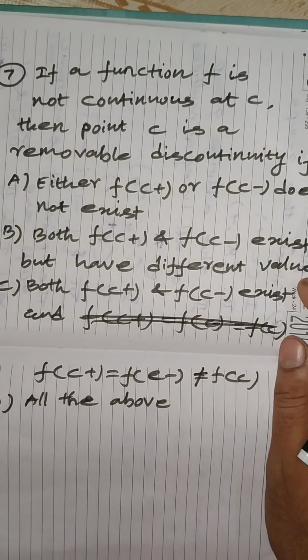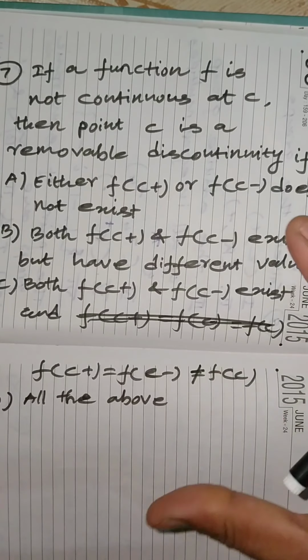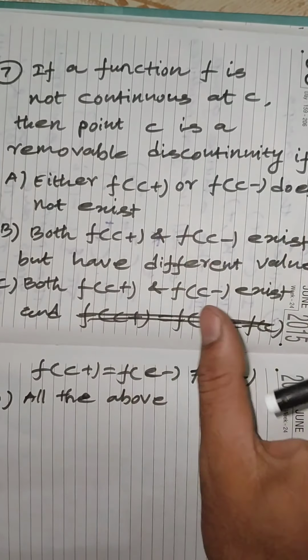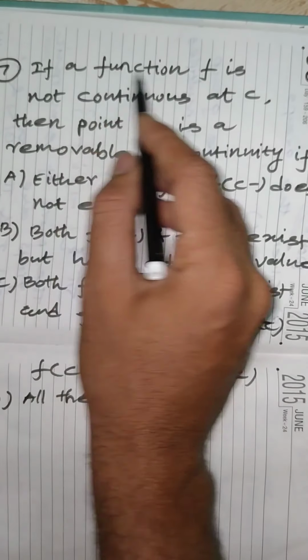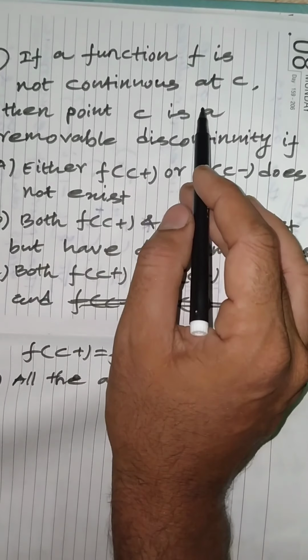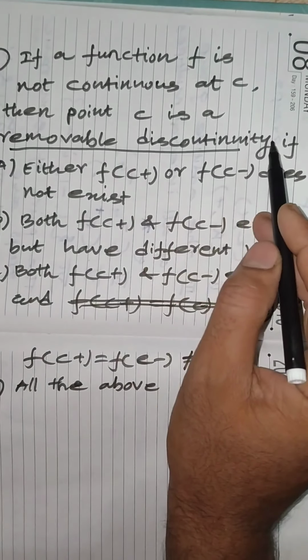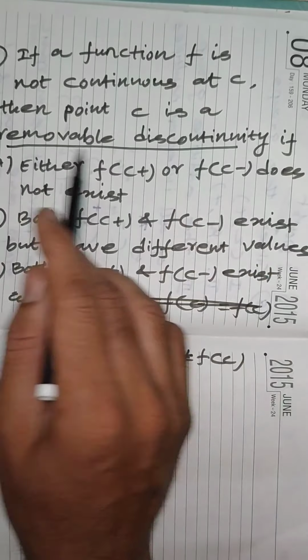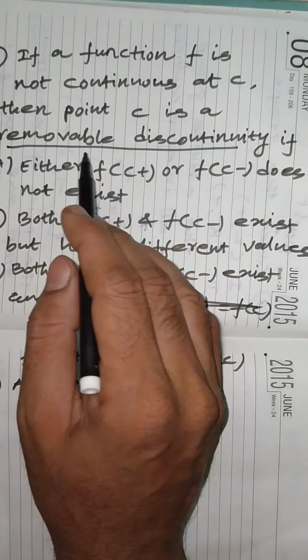This is the last problem, very easiest one, because they have asked the definition directly. What is the definition for this continuity? If a function f is not continuous at c, then point c is a removable discontinuity. In the last class we discussed removable discontinuity.